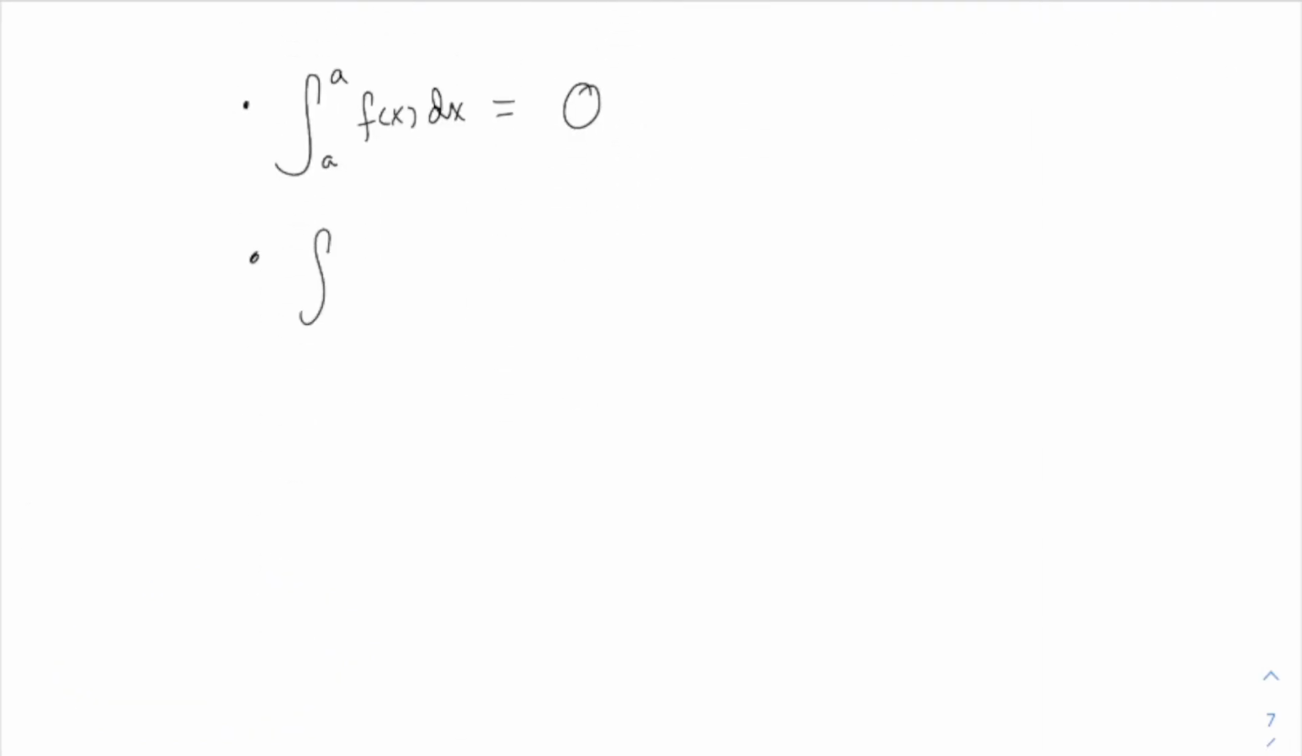Okay, this one is a little strange, maybe. The integral from A to B of f of x dx plus the integral from B to C of f of x dx. This one makes the most sense if you think of it in terms of areas. It says the area from A up to B, and then also I add the area from B up to C. All right?